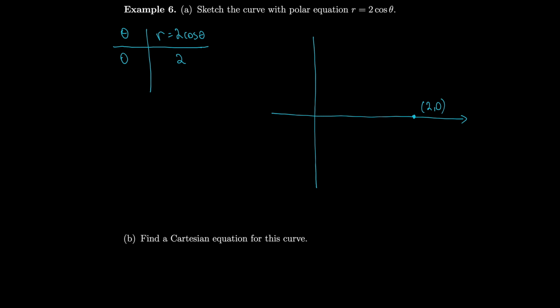Then at, how about we do theta equals pi over 6. So then r becomes 2 times cosine of pi over 6, which is root 3. So we should go somewhere around, let's say, over here. We rotate at an angle of pi over 6, and we go outwards at a value of about root 3.